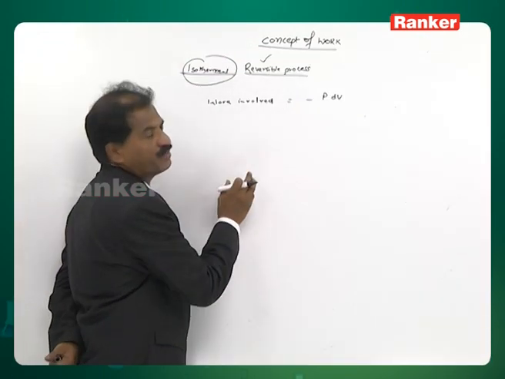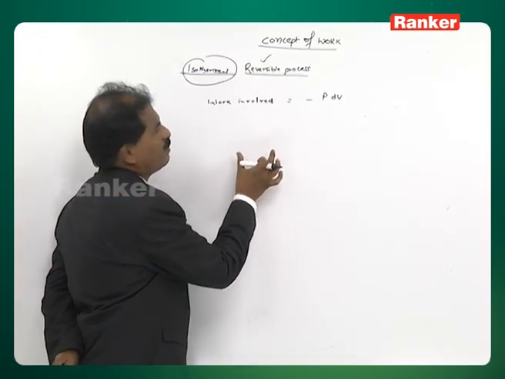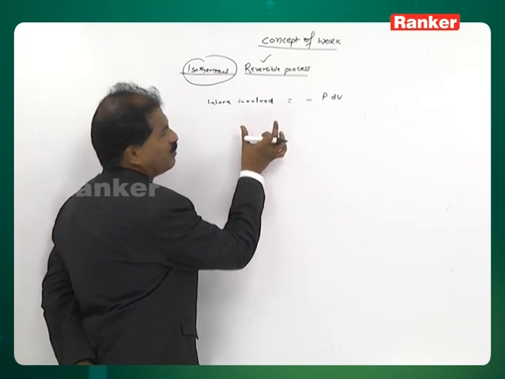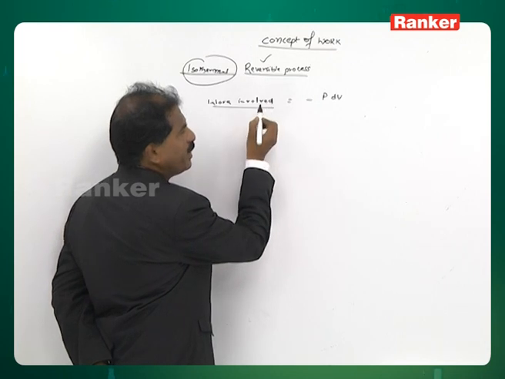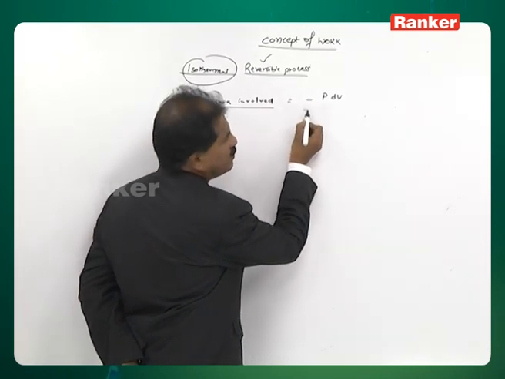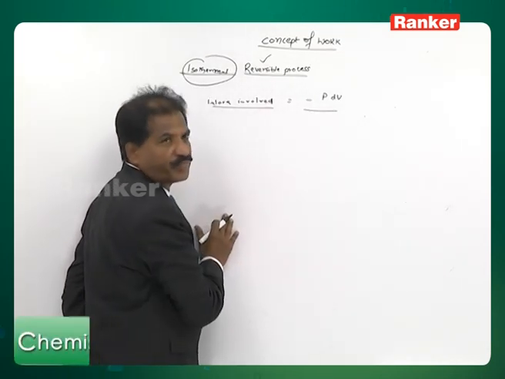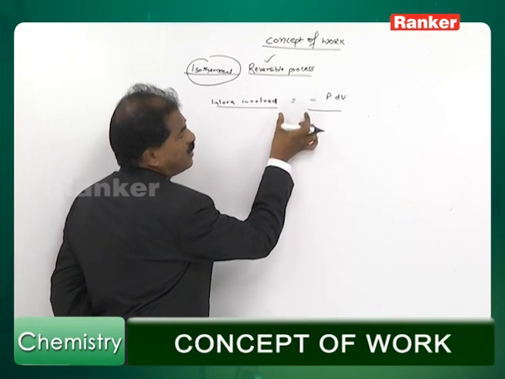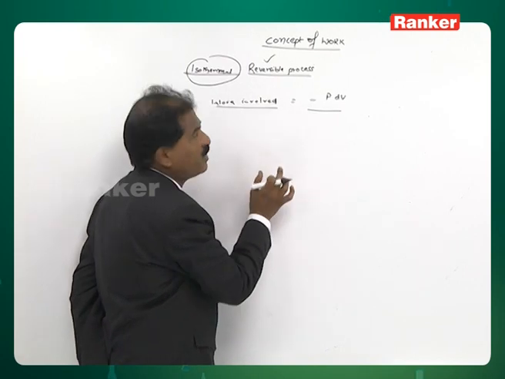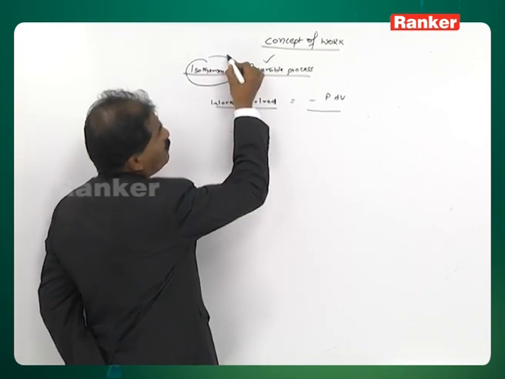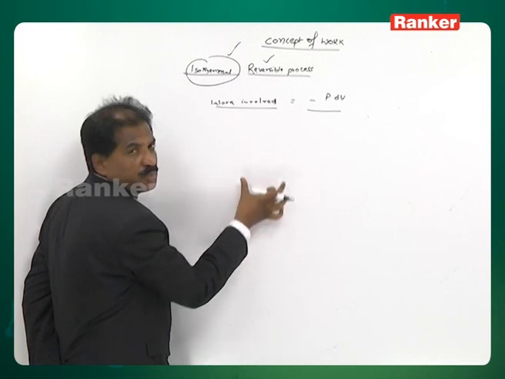First, a concept of the work. In thermodynamics, the work we will usually use the terminology work involved. By definition, work involved is equal to minus PdV. Next, based on the conditions that are being maintained during the expansion or compression of the gas, we will use different terminologies for the description of the process.